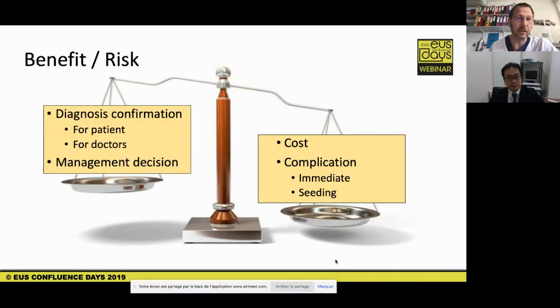We know clearly that the benefit of doing FNA and FNB is having a confirmation of diagnosis for the patient, but also for the doctors, and maybe to take some management decision. And this is probably the most important thing. If we do something, it should help the patient and help the doctor to take a decision. Otherwise, if the act won't change anything, we shouldn't do it. Because on the other hand, there is the risk, which is also the cost and the complication, the immediate complication, and we will also have a word about the seeding.